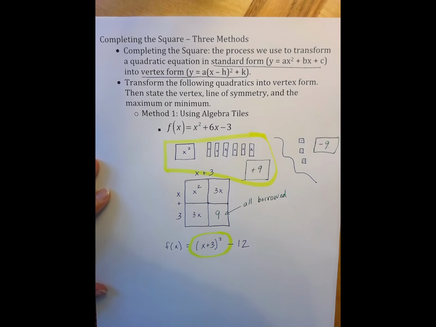And I've now done the process of completing the square. So now I can say that my vertex is negative 3 comma negative 12. That my line of symmetry, and I use the shorthand L-O-S, is x equals negative 3. I'm going to do a quick little drawing of my parabola, reminding myself that because the a here is positive, my parabola faces up, which means I have a minimum of negative 12.